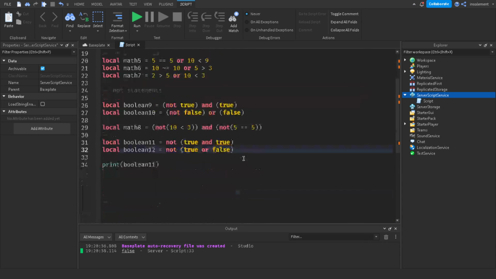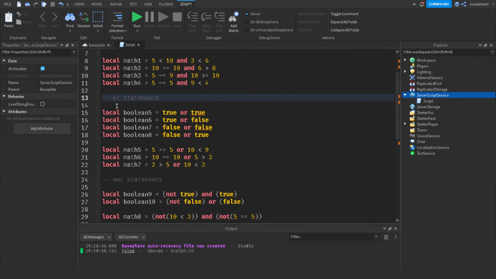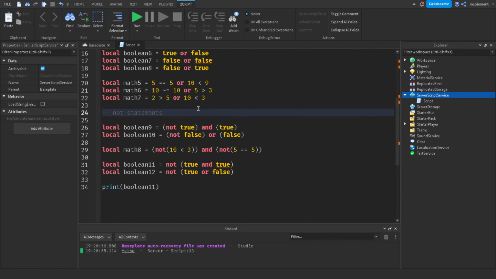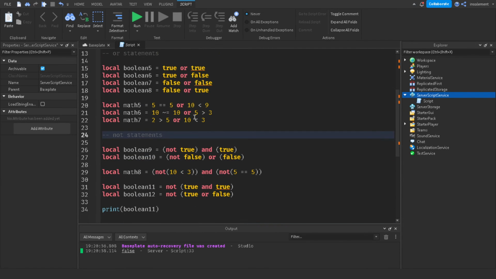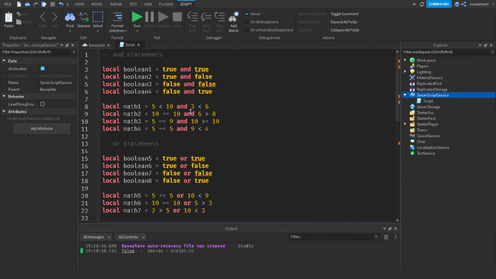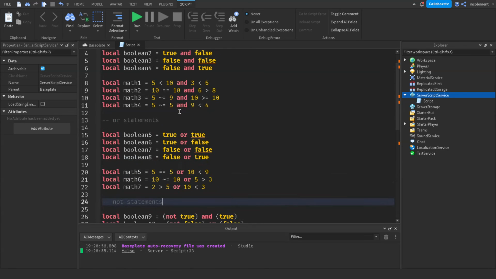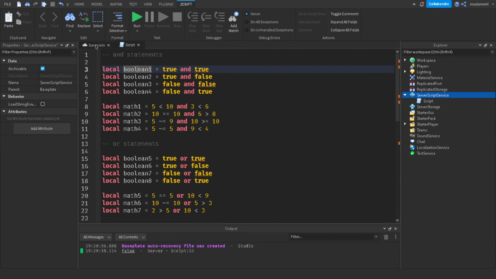And yeah, that is basically all there is to know about AND statements, OR statements, and NOT statements. These are very useful when you are doing conditions, and we'll be getting into if statements later on, and these will be included.